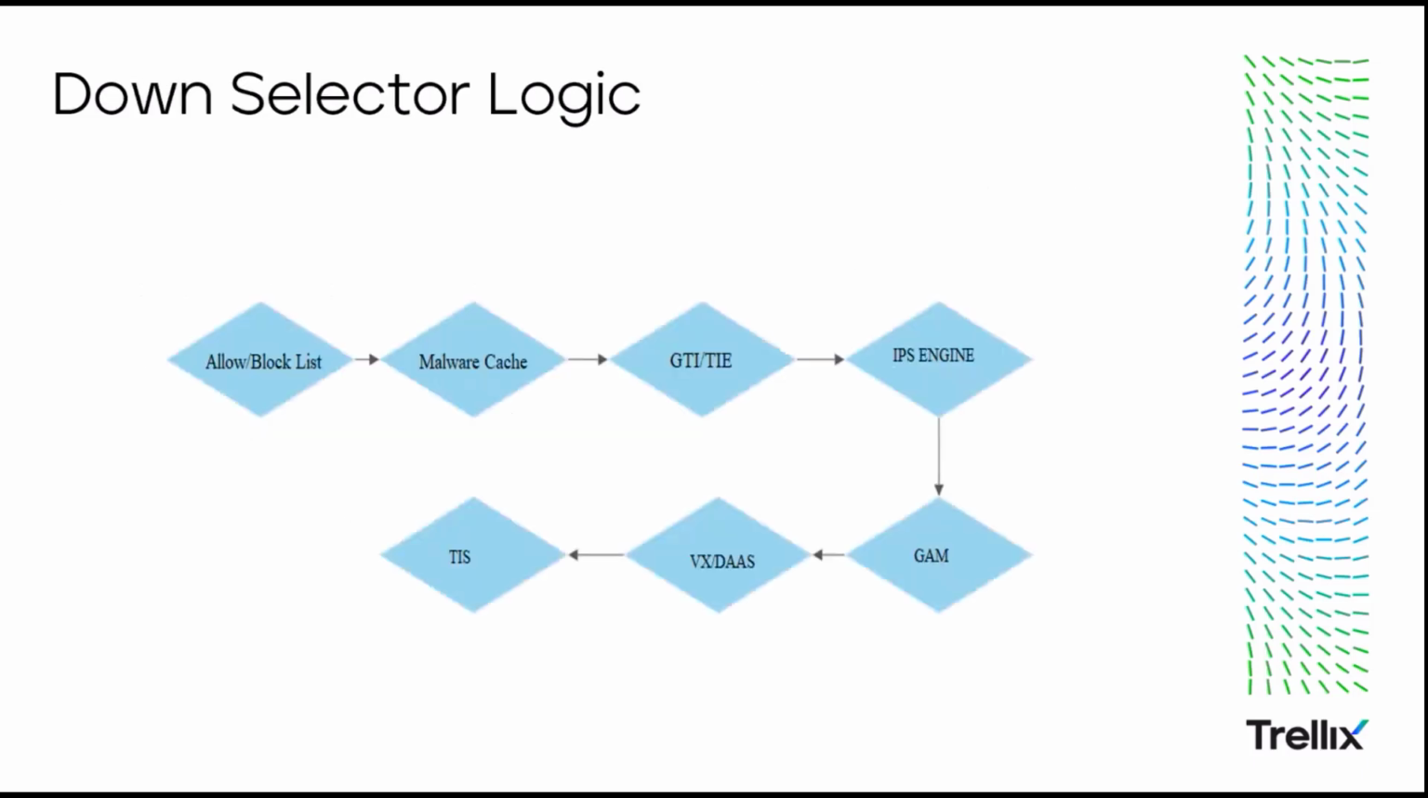Down selector logic. When file extraction happens on the sensor, first it will look for the file in the ALBL, whether present or not. If not available, it will look in the local sensor cache and check if the file is present. If not, it gets submitted to GTI, then IPS. If not IPS, it will get submitted to GAM and so on. The process is repeated until the file is found in a particular engine.